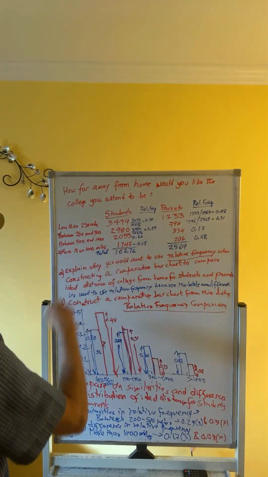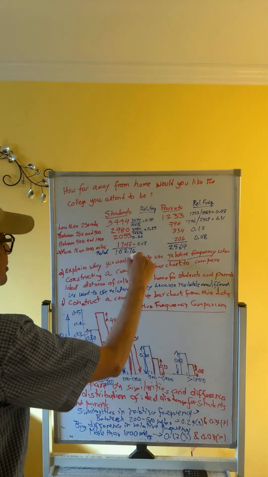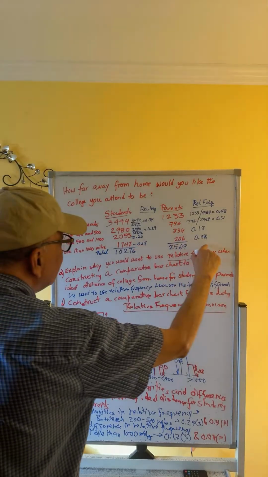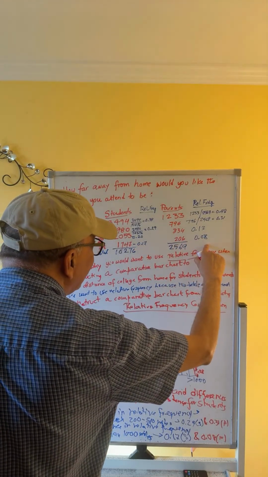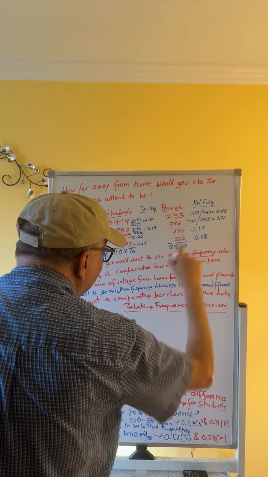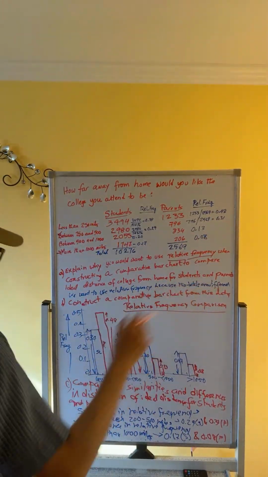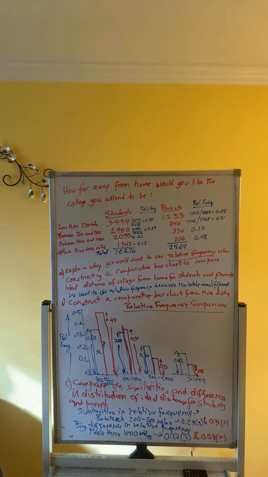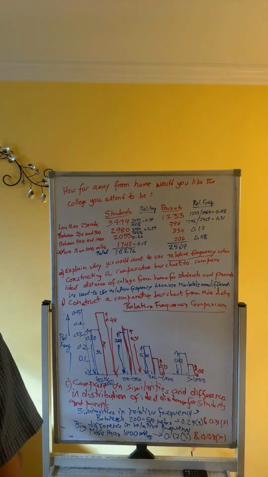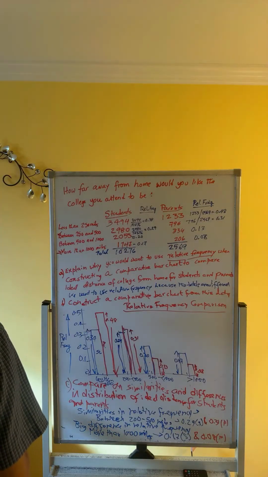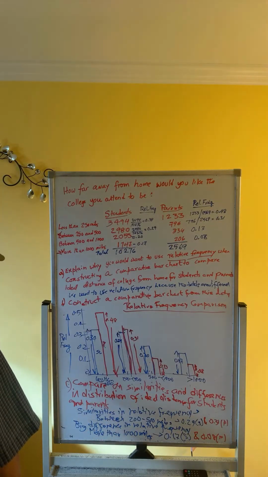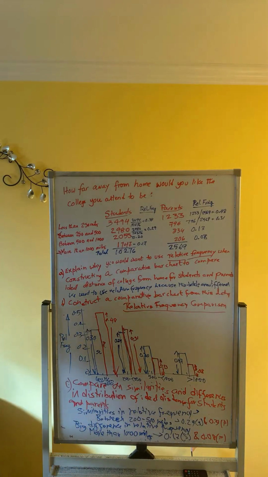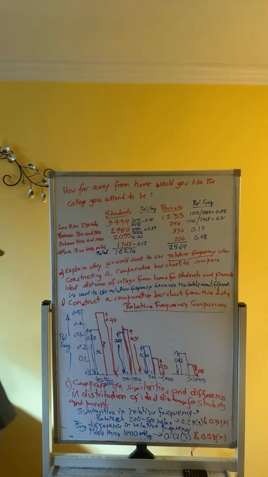Whereas if you go to the last one, more than 1000 miles, 17% of the students would like that. In the case of parents, only 8%, less than half actually, would like the college to be located more than 1000 miles away from home. Okay, so let's go to the other side of the board and work on a stem and leaf plot problem.